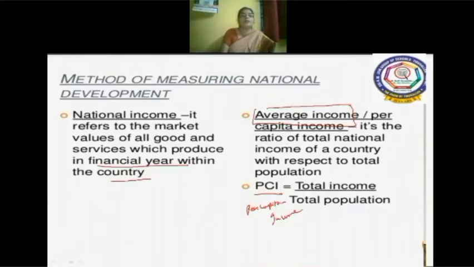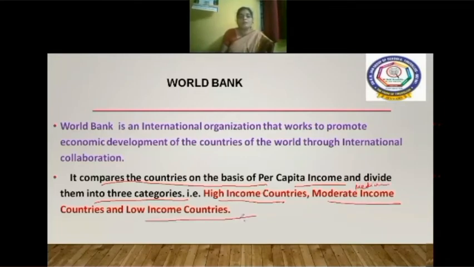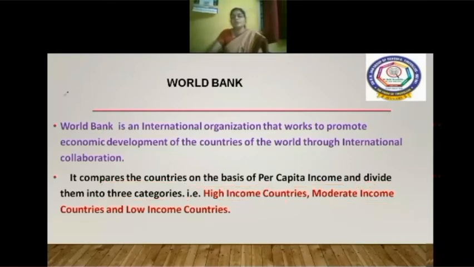So what are the other indicators related to this? The World Bank, as you know, is an international organization that works to promote the economic development of the countries of the world through collaboration. It compares the countries on the basis of per capita income and divides them into three categories: high income countries, medium income countries, and low income countries. So it just uses per capita income, which is not going to fulfill the need of measuring the actual development of a country. It cannot measure the actual development of a country.